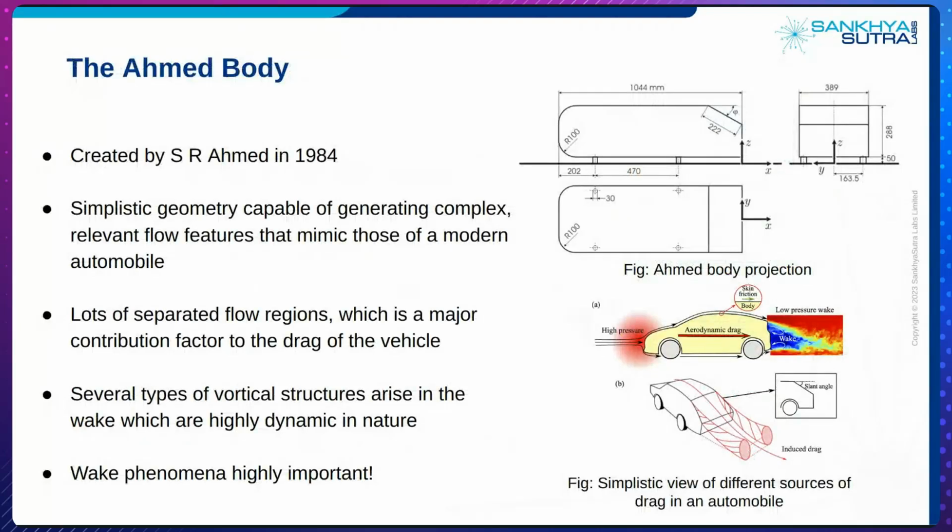Now, the Ahmed body is essentially the geometry that Ahmed et al. came up with in 1984. It's an extremely simple geometry, which is capable of generating complex and relevant flow features that mimic those of a modern automobile. It's an easy geometry to recreate and use in wind tunnel experiments, and that makes it quite easy to also mesh and run simulations for. This particular geometry has a lot of separated flow regions, which is one of the major contributing factors to the drag of any vehicle.